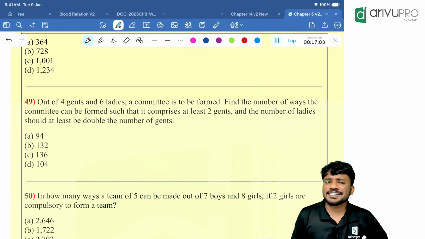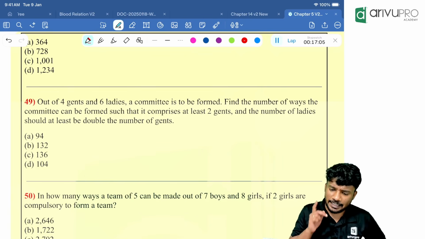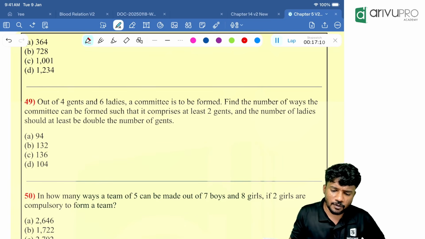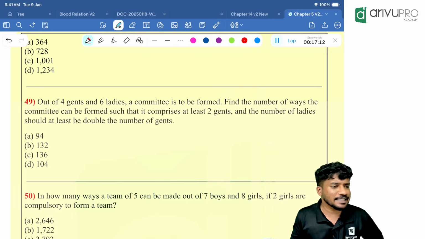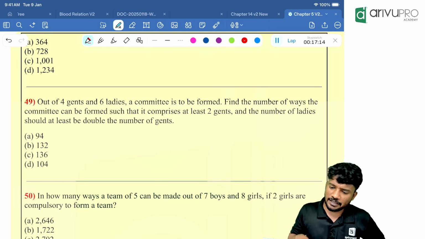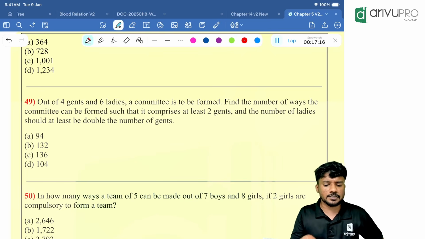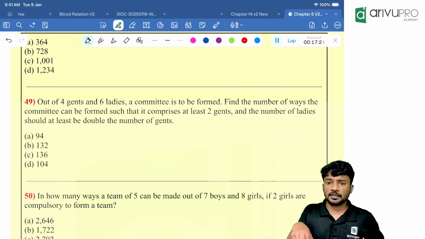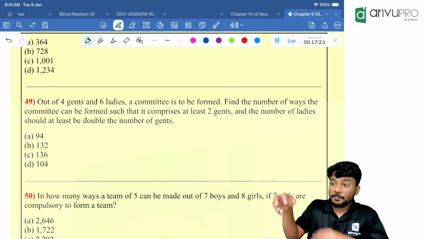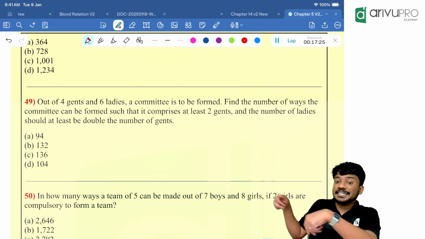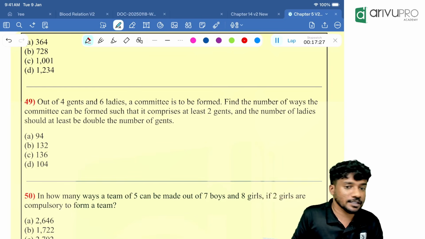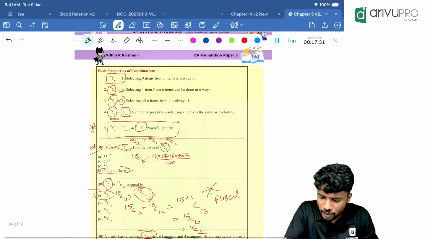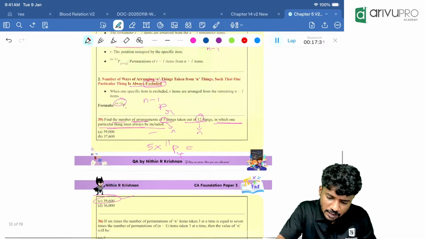Out of 4 gents and 6 ladies, a committee is to be formed. Find the number of ways the committee is formed such that it comprises at least 2 gents, and the number of ladies should be at least double the number of gents. People, are we talking about arrangement here? We are talking about forming a committee, forming a team. Then selection is involved. That means it is a question based on combination.